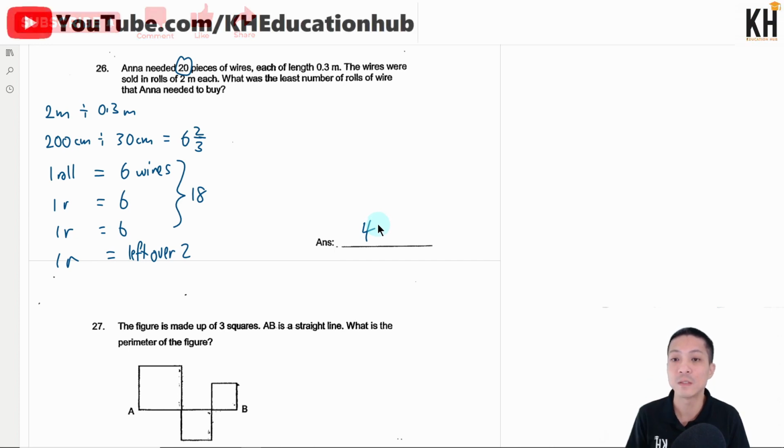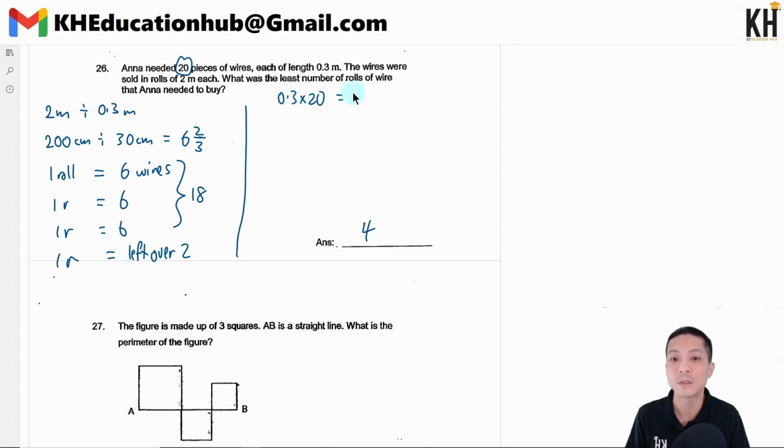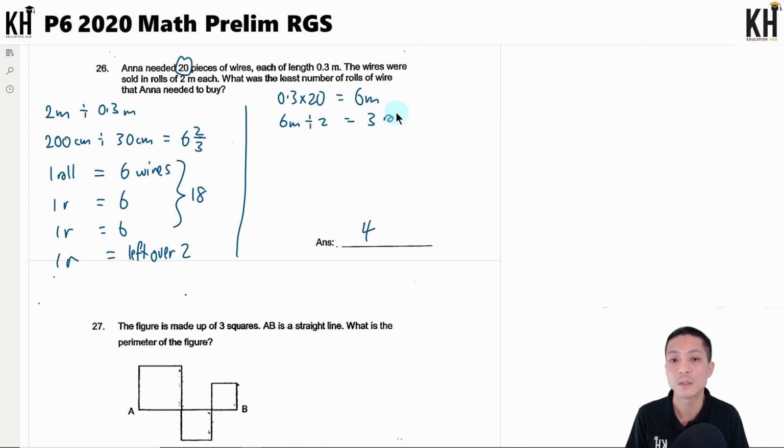So this one, the common mistake that students make will be 0.3 times 20, right? So that will give you 6 meters, and then after that they use 6 meters divided by 2 to give you 3 rows. So this is the wrong method.